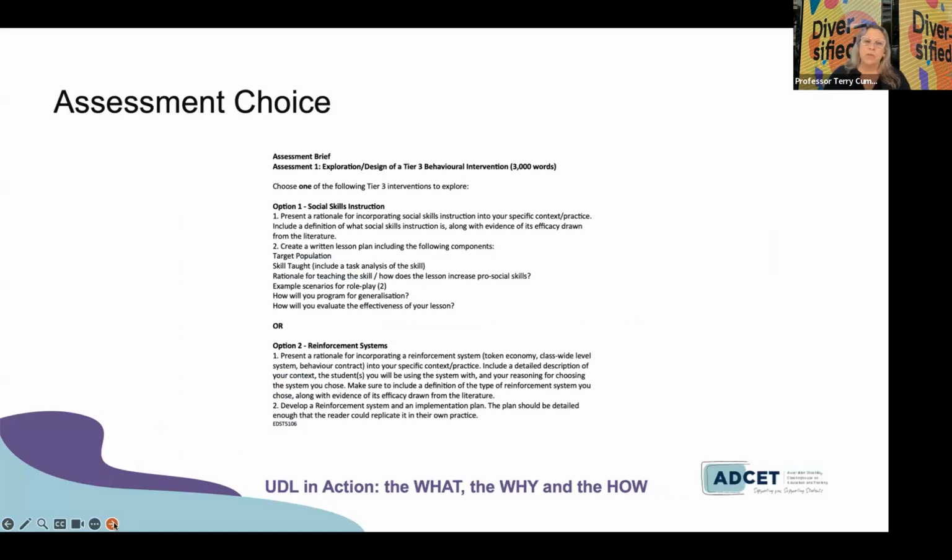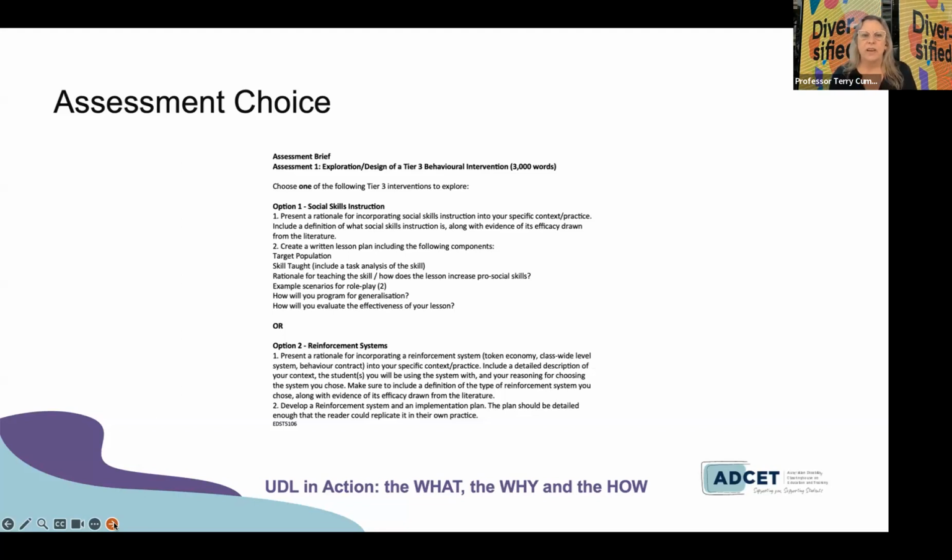So for assessment choice, my advice normally is to go ahead and make sure whatever your assessments are listed as in the official online system your university uses, that it's a broad general category so that you can cover more than one option. So if you look at my first assessment, it's exploration and design of a tier 3 behavioral intervention. So they get to pick what intervention and what they're going to do.